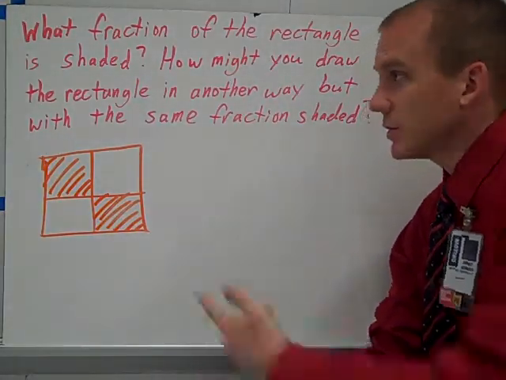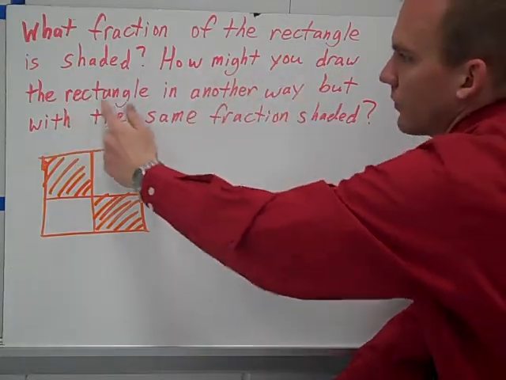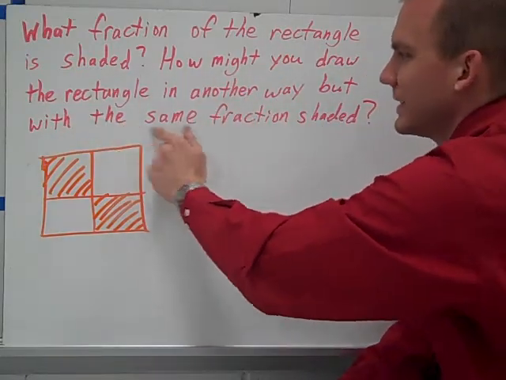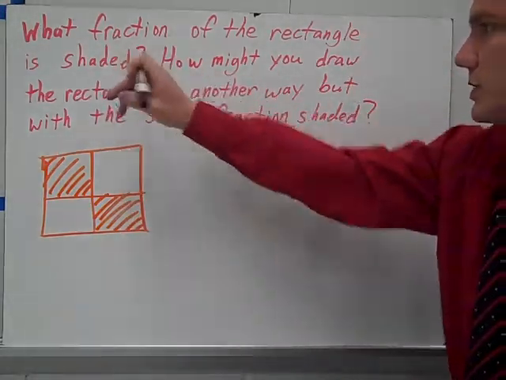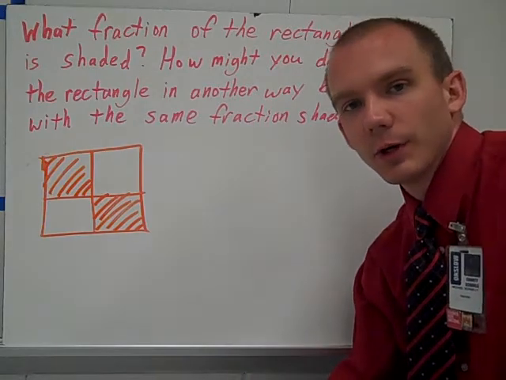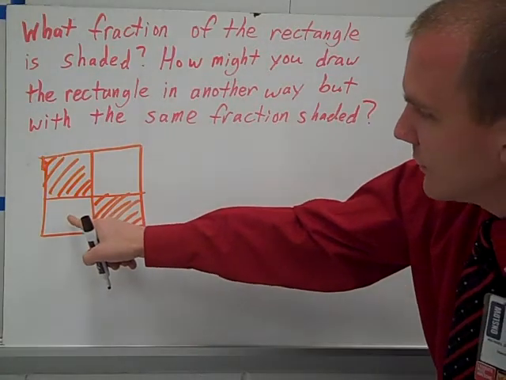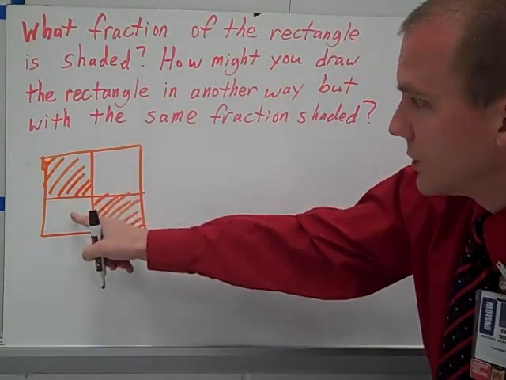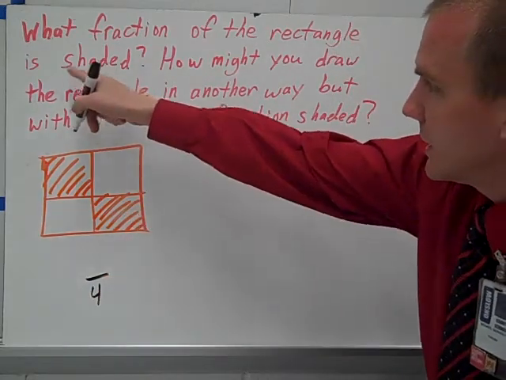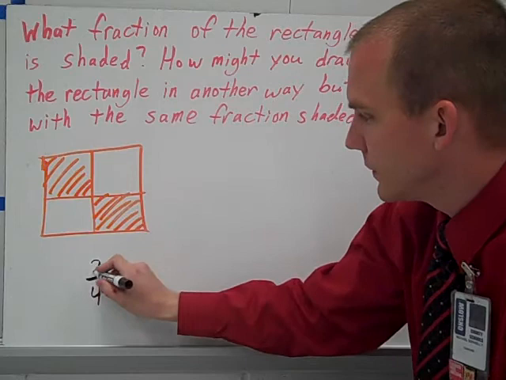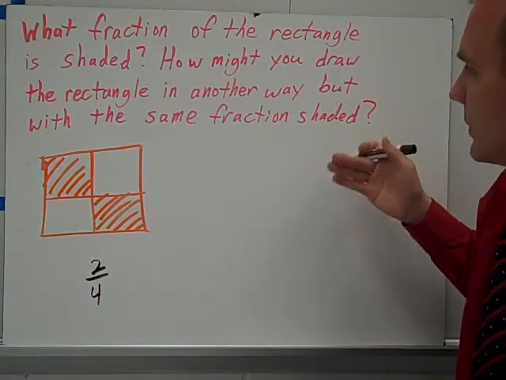Another question about fractions. What fraction of the rectangle is shaded? How might you draw the rectangle in another way, but with the same fraction shaded? Pause the video and try to answer these 2 questions, and then come back, restart it, and check your work. Alright, so if you look, you first need to figure out your denominator. 1, 2, 3, 4. So I'm looking at fourths, and it says shaded is shaded, so 2 fourths are shaded.